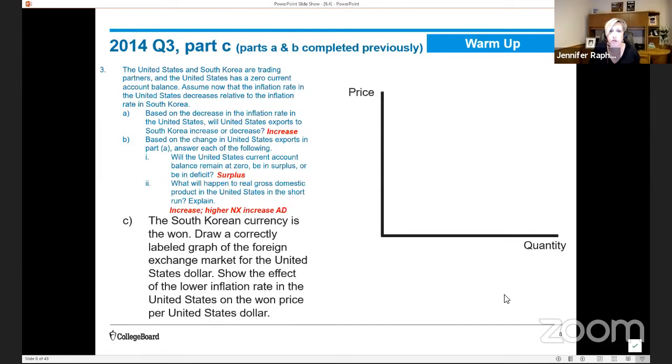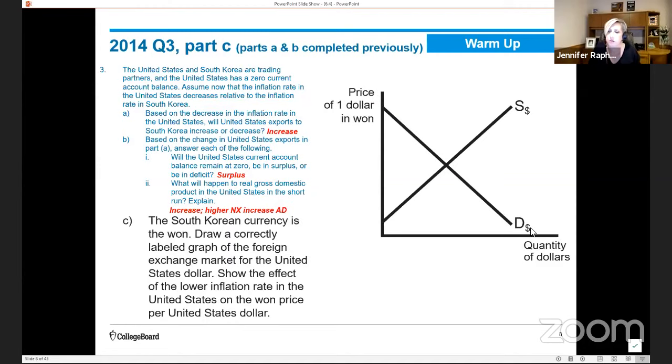So in this case, we want to show the effect of the lower inflation rate in the US on the won price per US dollar, right? So we're looking at the market for the dollar. So we want the price of the dollar and the quantity of dollars. That's going to be how we label our axes. And again, the price of $1 will help you intuit the exchange rate, I think, pretty well. And then finally, it's the price of a dollar in what? Well, it's in won because that's the foreign currency that we're valuing the dollar in terms of.